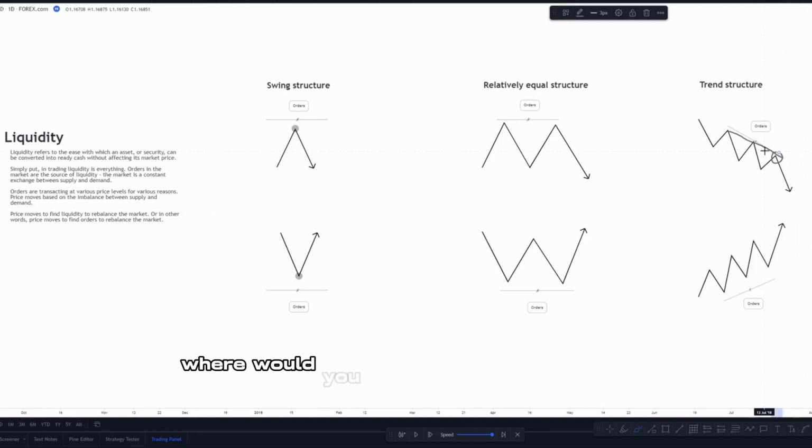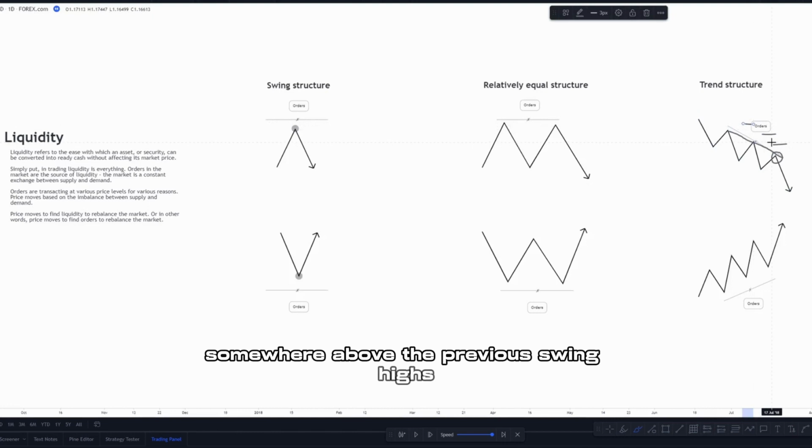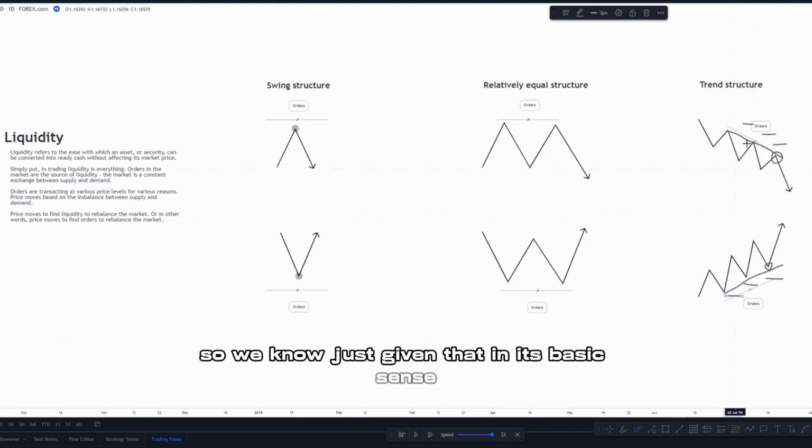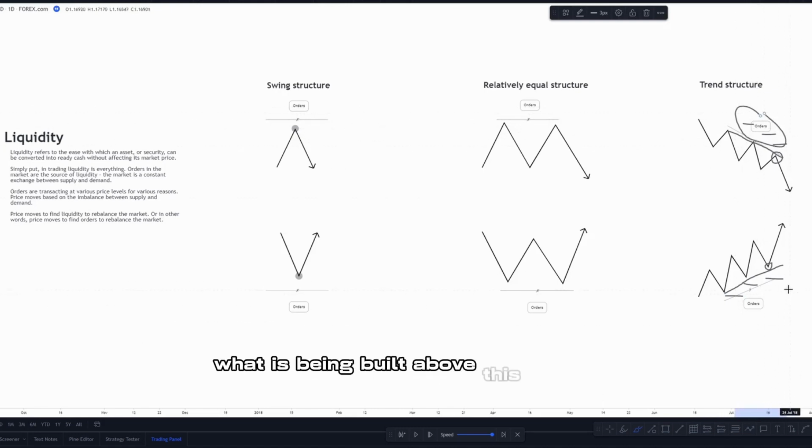If you did that, where would you be putting your stop loss? Somewhere above the previous swing highs. Same thing if it was an uptrend, you'd have two higher lows, and the third one you would be looking to enter. Where would you be putting your stop loss? Below one of the structural higher lows. So we know, just given that in its basic sense, what is being built above this?